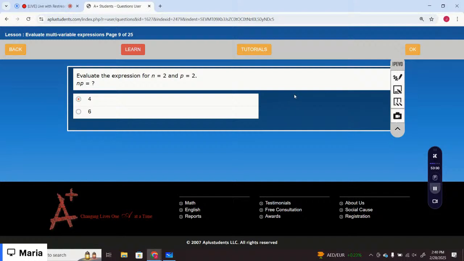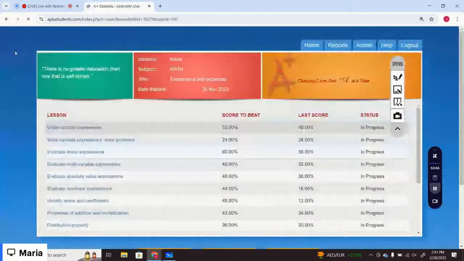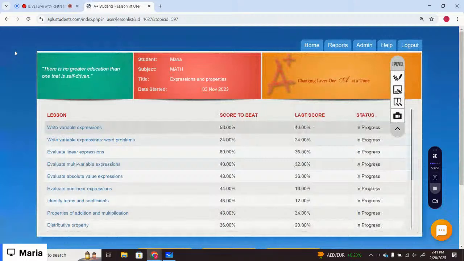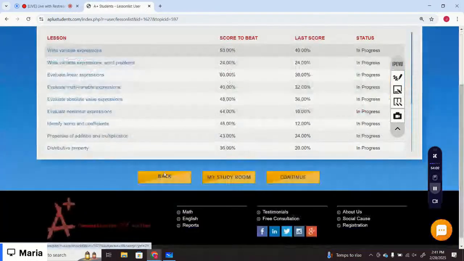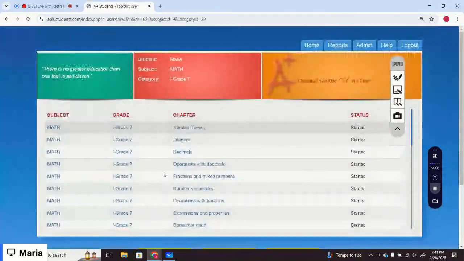So we were working on grade 7 math. The chapter we were working on is expressions and properties. The lessons we have covered today are write variable expressions, write variable expression word problems, evaluate linear expressions, evaluate multivariable expressions. So please make sure before the next session you complete all the practice questions for the lessons we just did. That is your homework until next session.